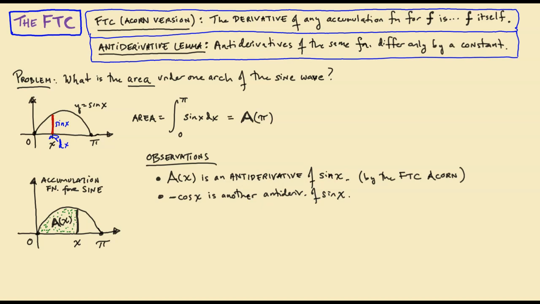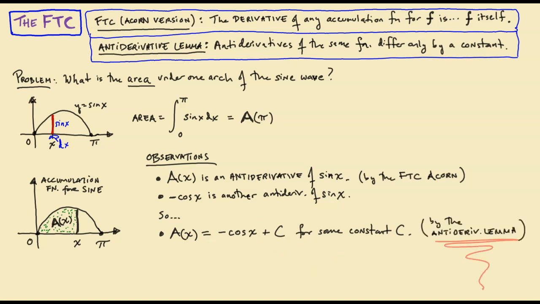Oh, this is where that nourishing soil of the antiderivative lemma can work its magic on our little acorn, because the antiderivative lemma tells us that any two antiderivatives of the same function can differ only by a constant. Well, here we have two antiderivatives of the same function. So that means we know something about our accumulation function. The only form it can take is minus cosine x plus a constant. That is what the antiderivative lemma guarantees. That same antiderivative lemma that we proved two different ways in the last video.